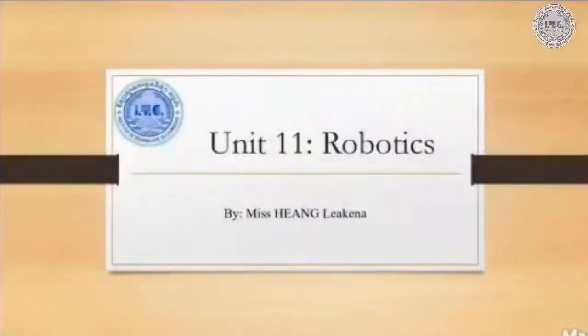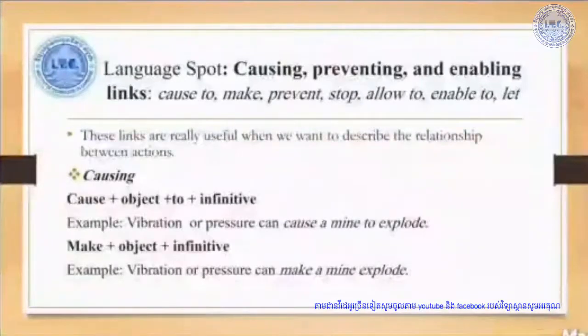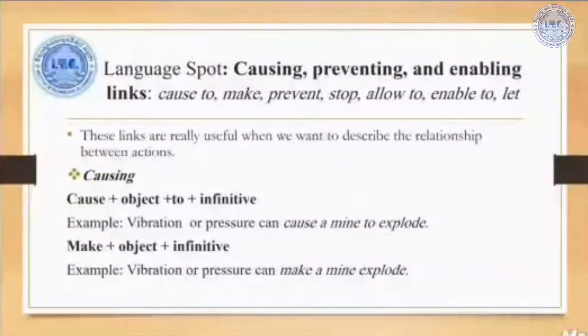Good morning everyone. So in this video I will be talking about a grammar point in Unit 11. In this lesson we focus on certain verbs that express causing, preventing, and enabling links. These verbs include cause to, make, prevent, stop, allow to, enable to, and let. And these links are really useful when we want to describe the relationship between actions.